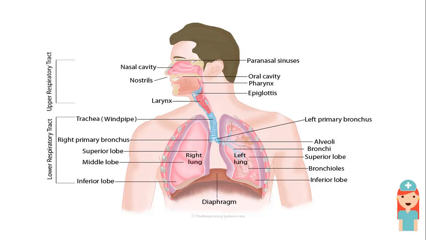Now what happens in the respiratory system is that the oxygen in the atmospheric air is taken inside the body, which is delivered to the tissues, whereas the carbon dioxide produced by the human body is sent back to the lungs. Let's move on to the anatomy and physiology of the respiratory system. As you all can see, the human respiratory system has two parts, the upper respiratory tract and the lower respiratory tract. First, we'll see the upper respiratory tract.